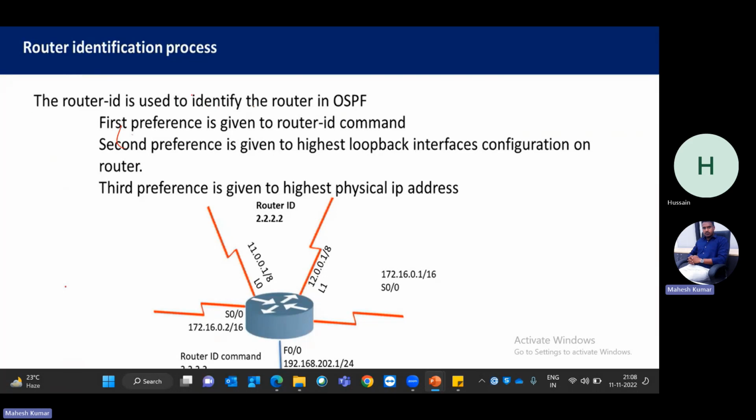The router ID is used to identify the router in OSPF. First preference is given to the router-id command. By using the command, we can assign the router ID. Okay, first thing. Second preference is given to the highest loopback interface configured on the router.